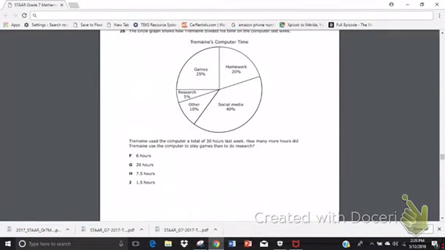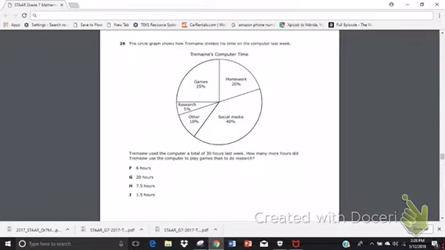Number 26. They're telling us that the circle graph shows how Tremaine divided his time on the computer last week. Tremaine used the computer a total of 30 hours last week. How many hours did Tremaine use a computer to play games? I'm sorry. How many more hours did Tremaine use a computer to play games than to do research? There's a lot of things here, guys. So make sure you all read the questions carefully and y'all understand what they're asking y'all.